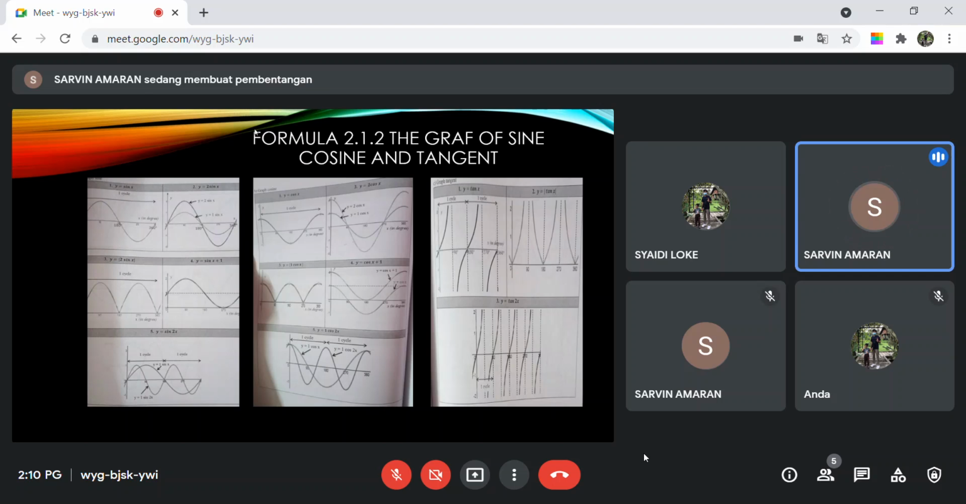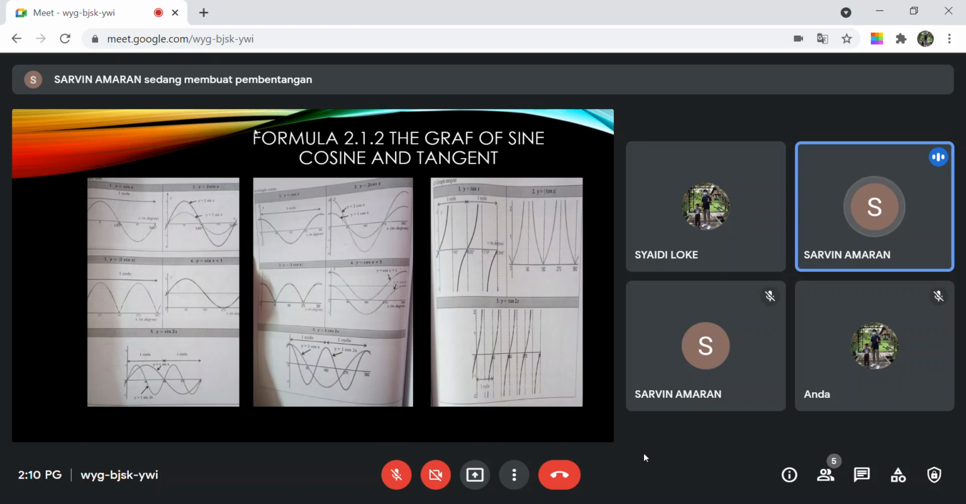the basic formulas of graphs, the graph of sine, cos, and tangent. So you need to know all of these graphs. In secondary school, usually in Form 4, Form 5, we learn the basics. For example, the graph of sin is y equals sin x. The graph of cos is y equals cos x, while the graph of tangent is y equals tan x. So these are the basics that we learn in secondary school.